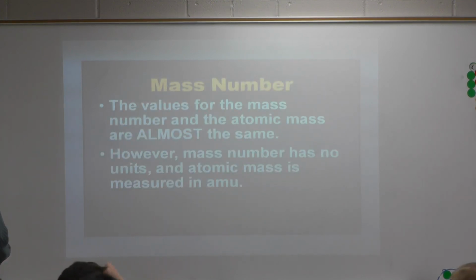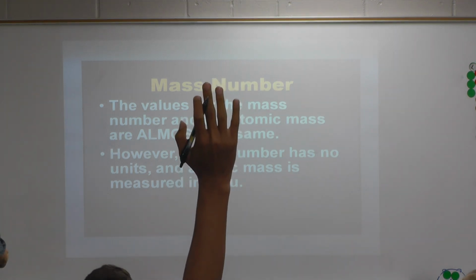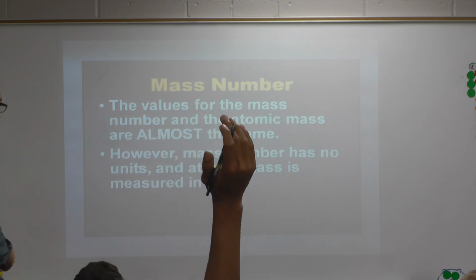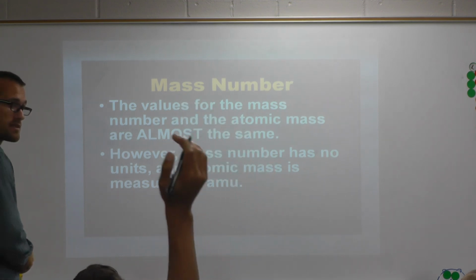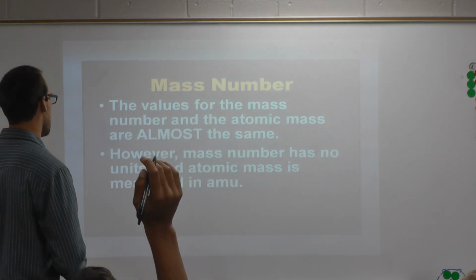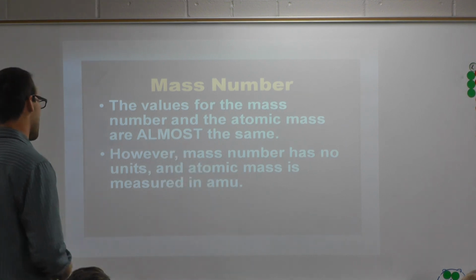Let me see if I want you to put this in or not. The value for the mass number and the atomic number are almost the same. Okay, the only reason they're not is because of the weighted average of its isotopes. Does that make sense? Yeah. Okay. I'll let you decide if you want to put this in or not.